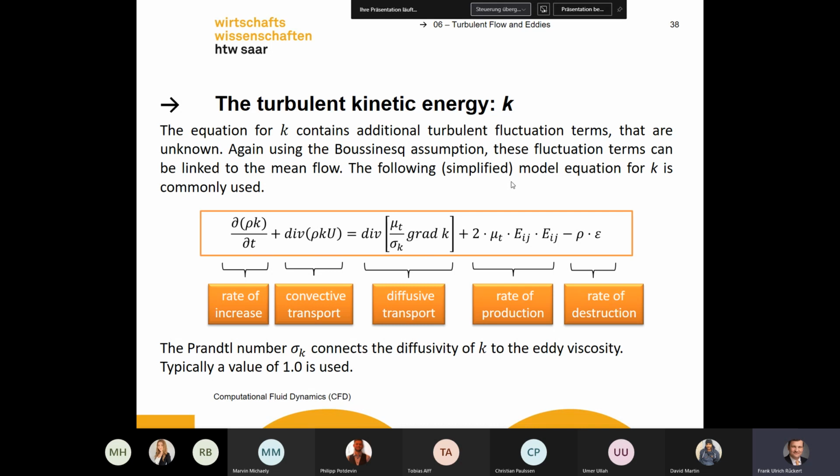That happens if you can imagine a jet of a rocket or an airplane. This K will also diffuse to the sides. You will have a rate of production, and you will also have a rate of destruction. So the swirls will be destroyed after some time. You will have this epsilon value. This will disappear.